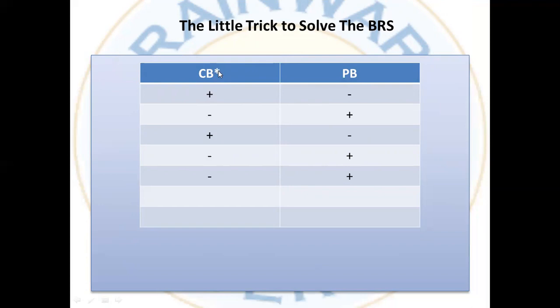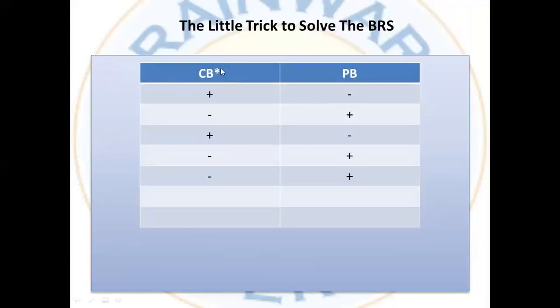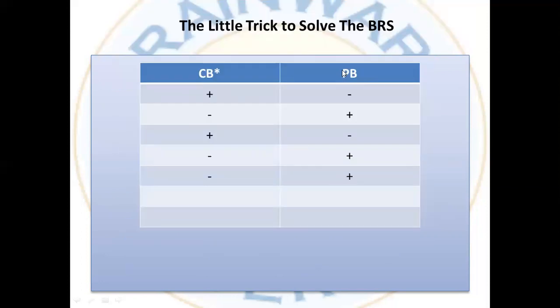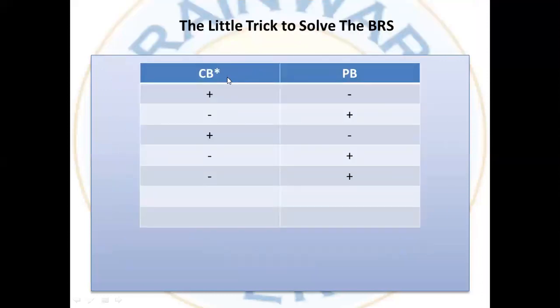Now why have I put the star sign there? Because look at the first line. If the debit balance of a book is given, we will put the star sign beside that book. Here it is the cash book, so I put the star sign beside the CB. That is the main thing.